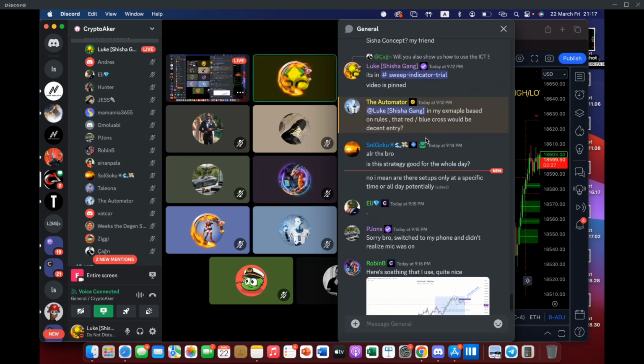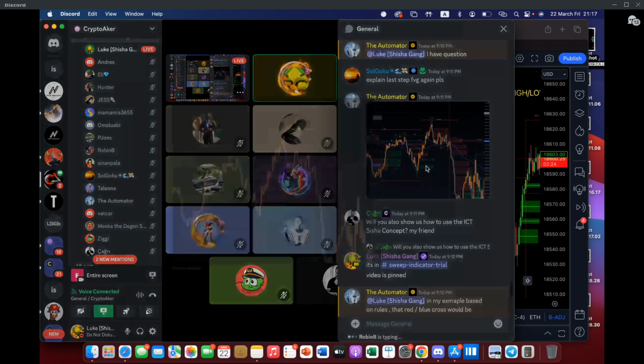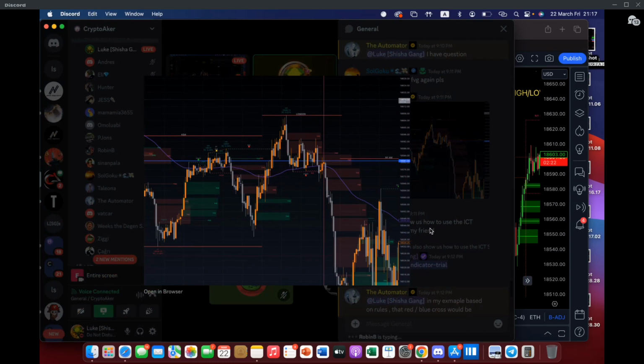Ultimate line zone, based on those, that red-blue cross would be a decent entry. Holy shit, they have a lot of stuff on there. I don't know what I'm looking at right now.